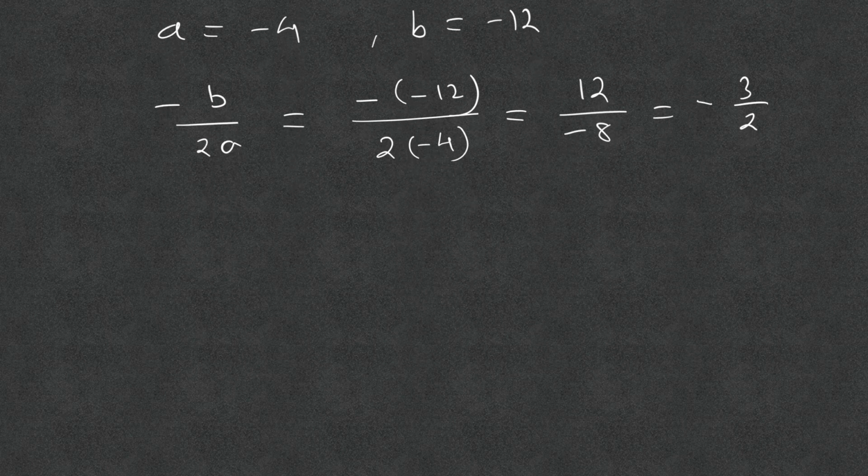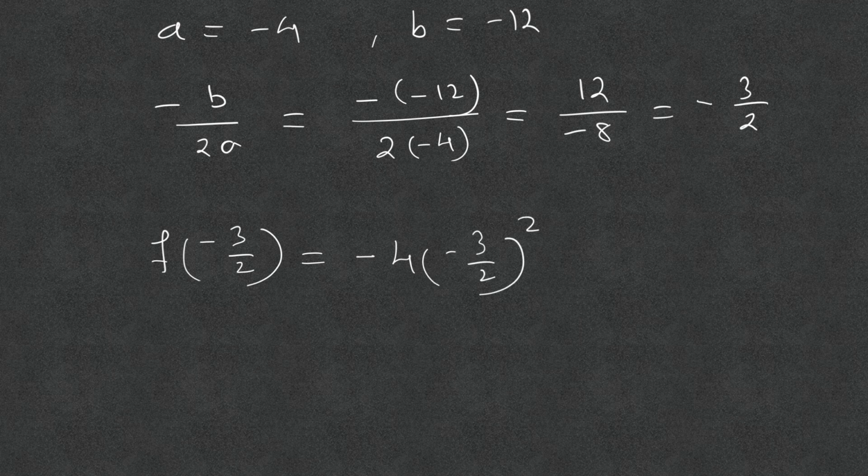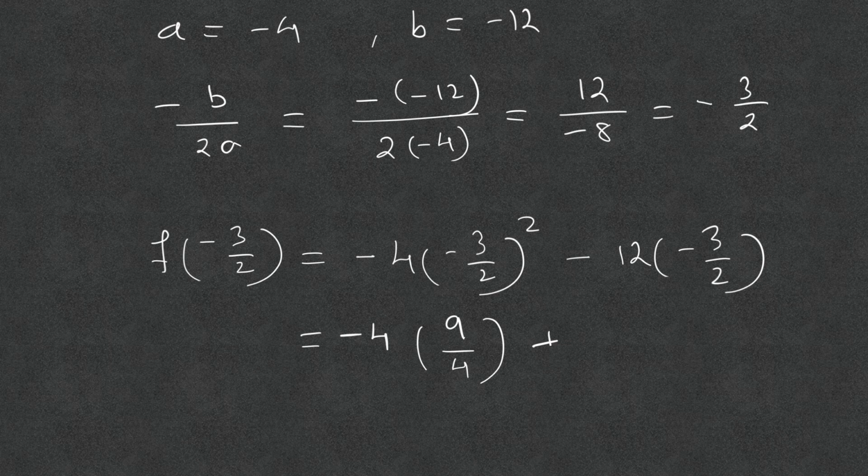The y-coordinate of the vertex is found by plugging in this value negative 3 over 2 in the function, which gives you negative 4 times negative 3 over 2 squared minus 12 times negative 3 over 2, which equals negative 4 times 9 over 4 plus 12 times 3 over 2.